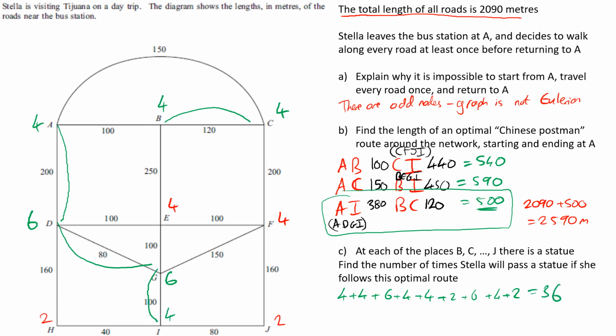And then as each of those orders represents moving towards the place and leaving the place, if we divide it by 2, we'll get the total number of times we went to a specific node. So there'll be 18 statues that she sees on her journey, or 18 times she passes a statue. Cool, one more to go.